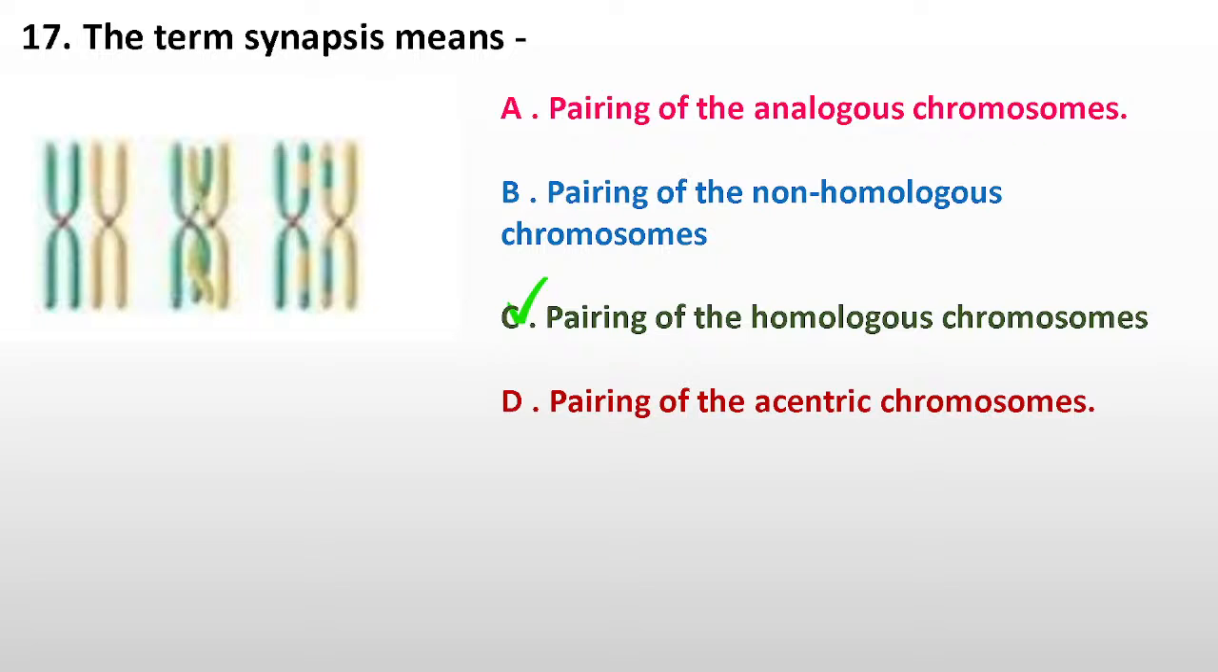In synapses, the homologous chromosomes come to lie close to each other as if in a zipper-like fashion. This is how it is normally described. So please remember zipper-like fashion, like a zip. The homologous chromosomes are the chromosomes which are identical with respect to their size, shape, structure, as well as the genes they carry.